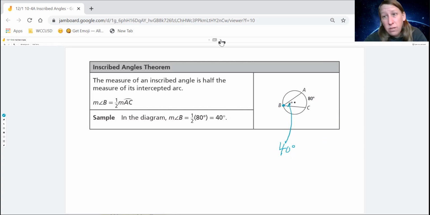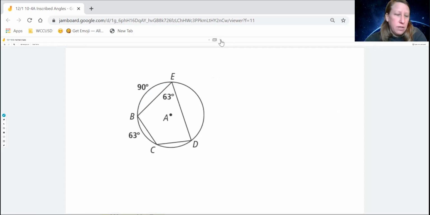It's not equal because it's all the way out to the edge of the circle. It's half. This looks like fun. Let's play with this one. So what do we know? We got 90 degrees in here, quarter of the circle. We have 63 out here.